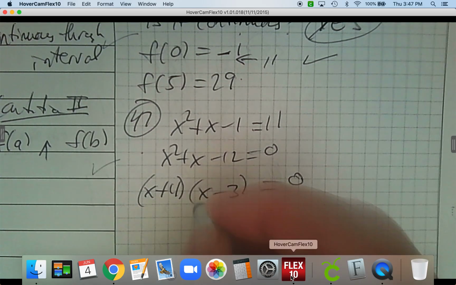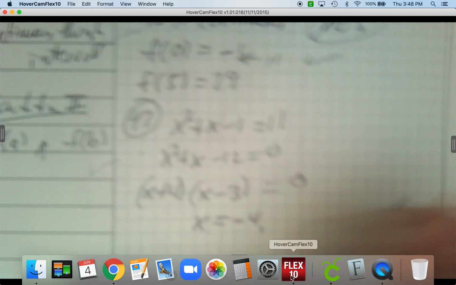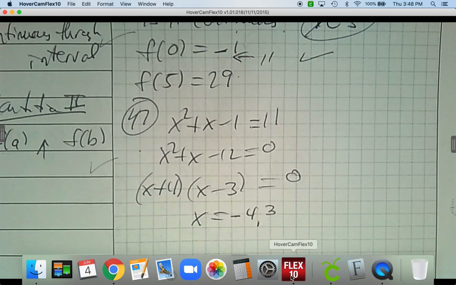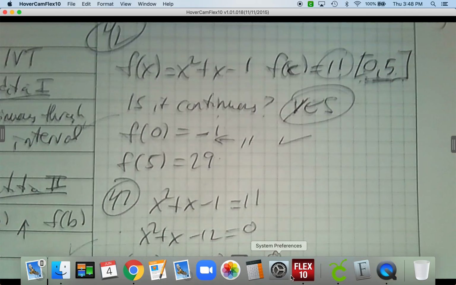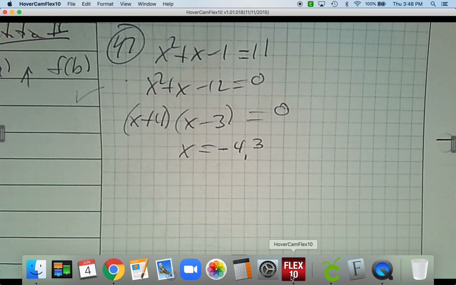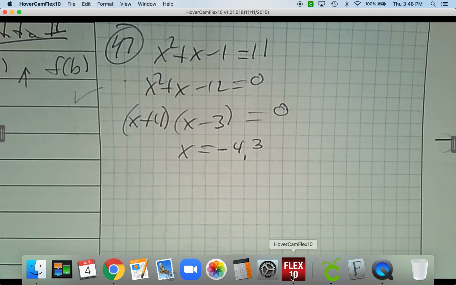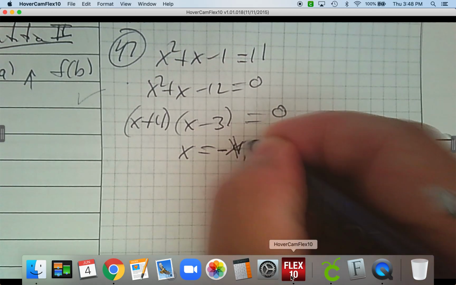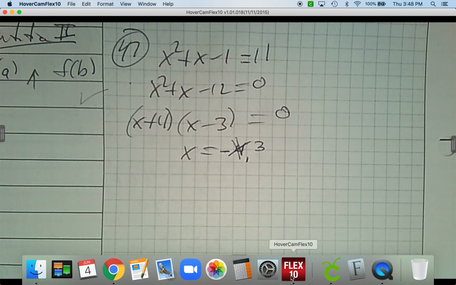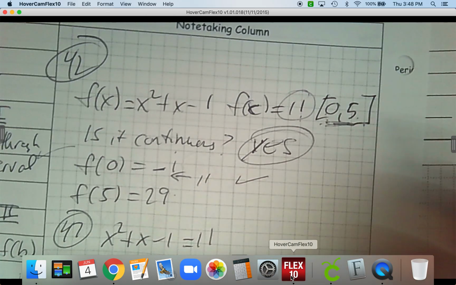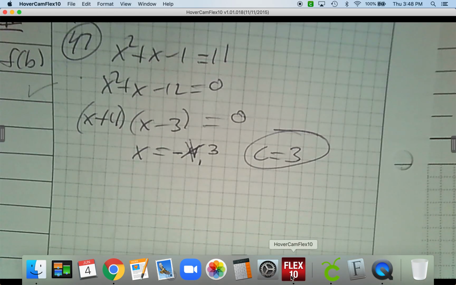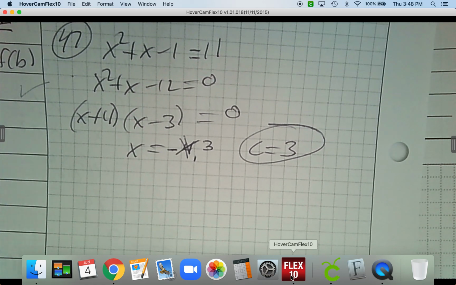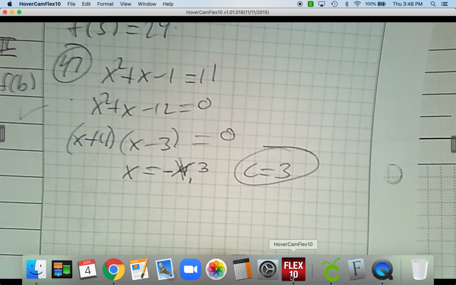When I solve this, one answer I get is negative 4 and the other answer I get is positive 3. Now look again. What's your interval? Interval is between 0 and 5. Are both answers between 0 and 5? And the answer is no. So why am I crossing this one out, negative 4? Because negative 4 is not in my interval. So what's the only C value that's in the interval? So what's the answer? And the answer is only 3, because only 3 is in my interval that satisfies it.